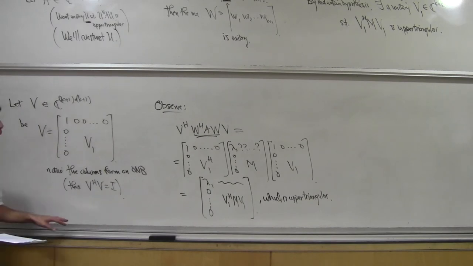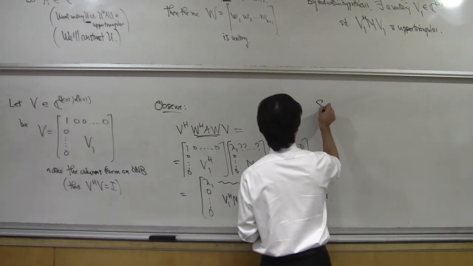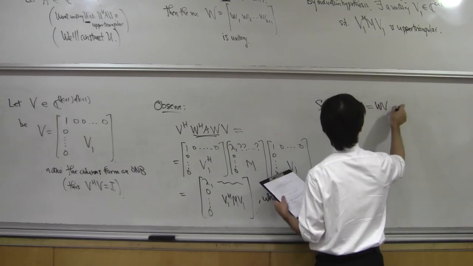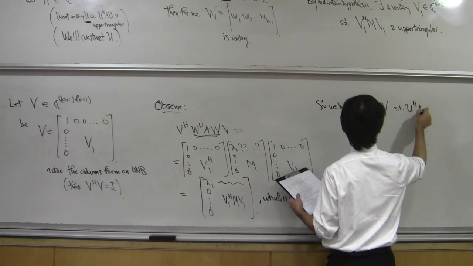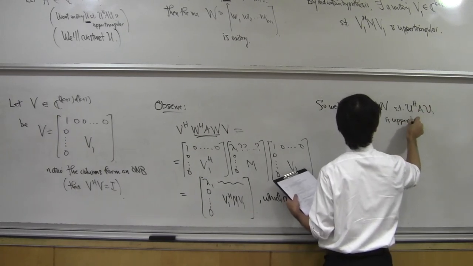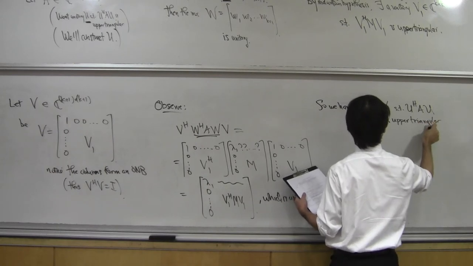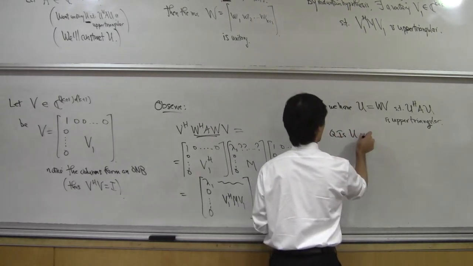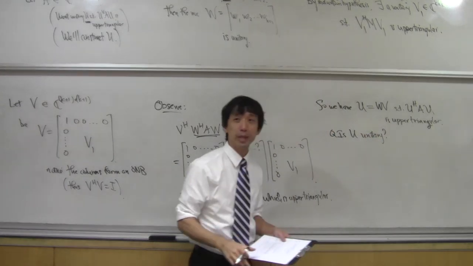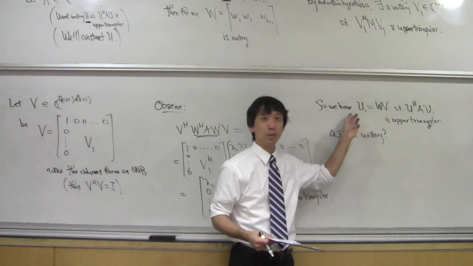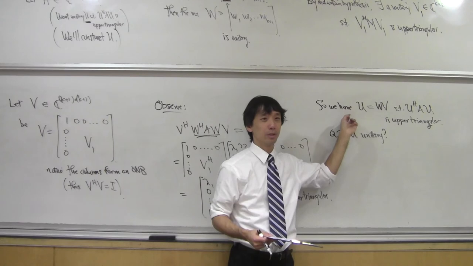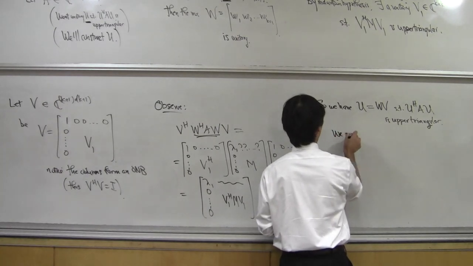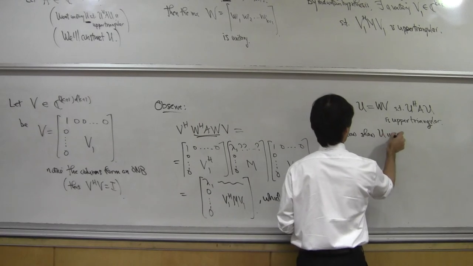Okay. So we've made up a matrix, right? We have a matrix U, that's WV, such that AU is upper triangular. Right? But our question is, is U unitary? Because we said our goal was to show that A was unitarily upper triangularizable. So we still need to show that U is unitary. We now show that U is in fact unitary.